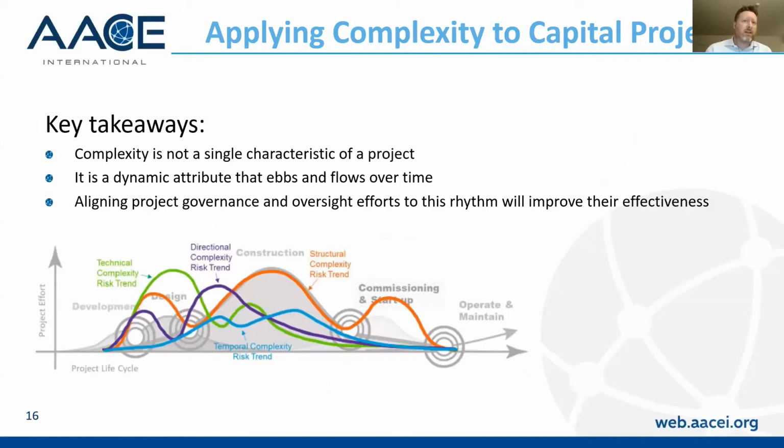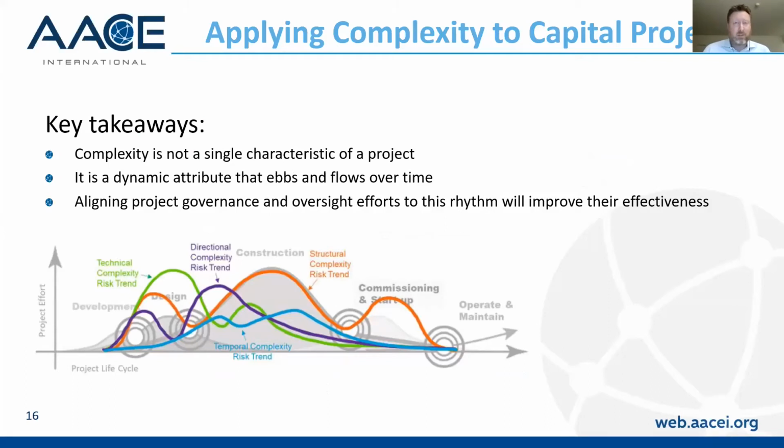So just from all of that, key takeaways around that structuring of that complexity. So number one, complexity is not a single characteristic of a project. Breaking it down into these 4 attributes really does help identify controls that may have failed or competencies that you need to build up. It's a dynamic attribute that ebbs and flows over time. So that's important because no project ever goes according to plan.